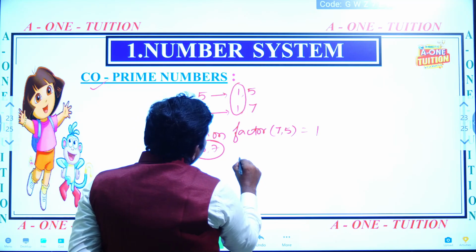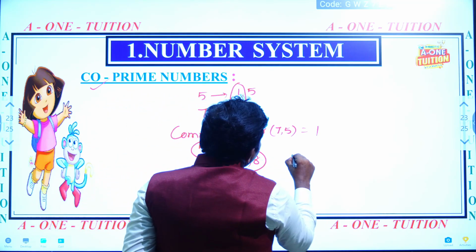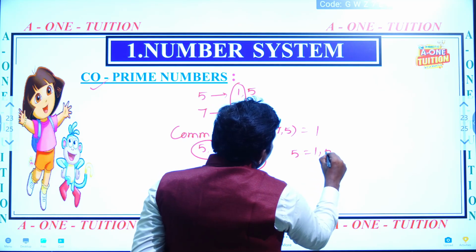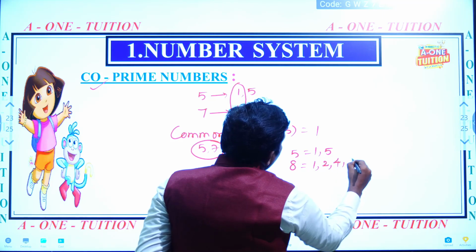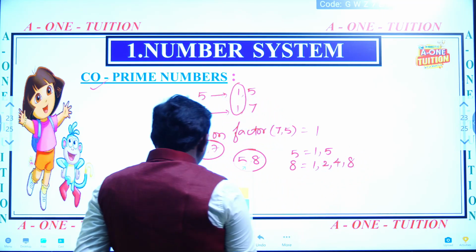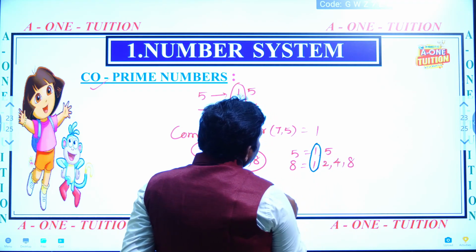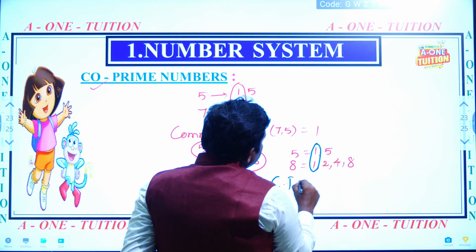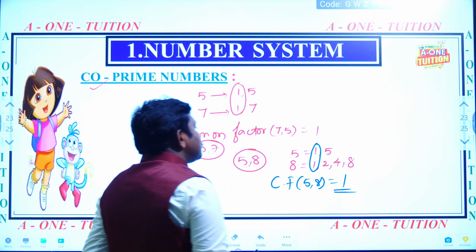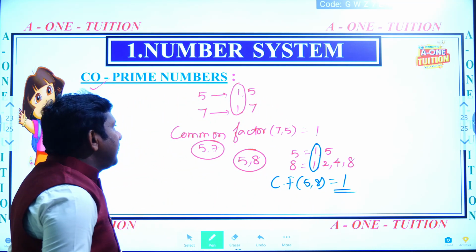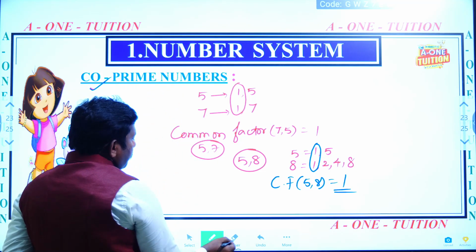Let me take 5 and 8. What are the factors of 5? 1, 5. What about the factors of 8? 1, 2, 4, 8. What is the common factor here? 1. So the common factor of 5 and 8 is 1. That's why we can say that 5 and 8 are co-primes.